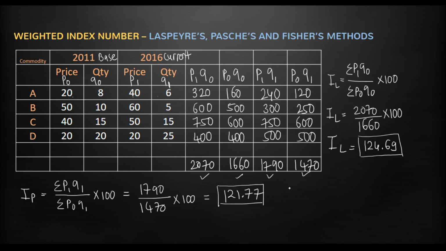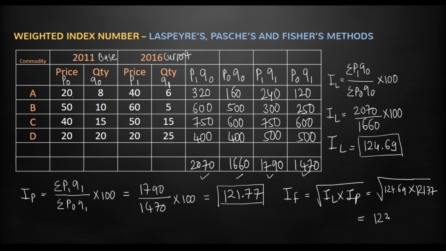Now let us apply the formula of Fisher. IF, Fisher's index number, is the square root of IL into IP. So it will give us the square root of 124.69 into 121.77, right? If we solve it, approximately we will get the answer of 123.33, right? See what you can do simply: if you cannot multiply this large number and find its root, I will give you a trick.